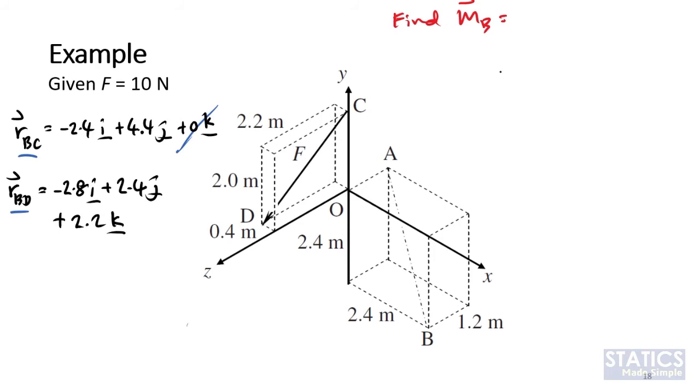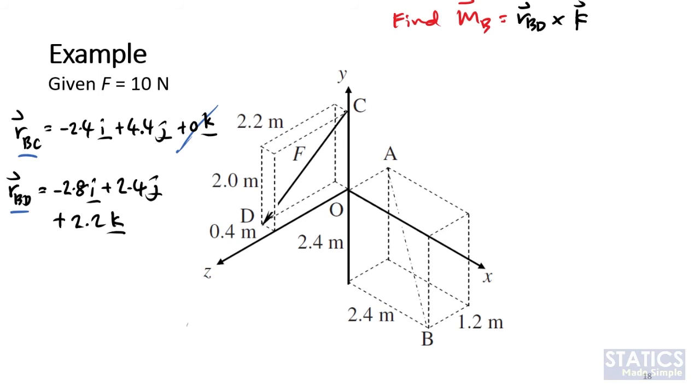For the first step, let's try the hardest one first: RBD cross F. We need to find RBD, and we have determined RBD, the position vector. We need to determine F. F needs to be written in terms of IJK, and we have learned how to write F in terms of IJK before.